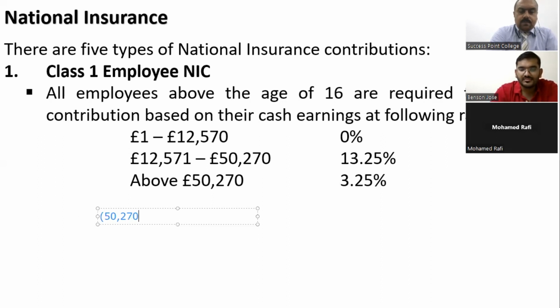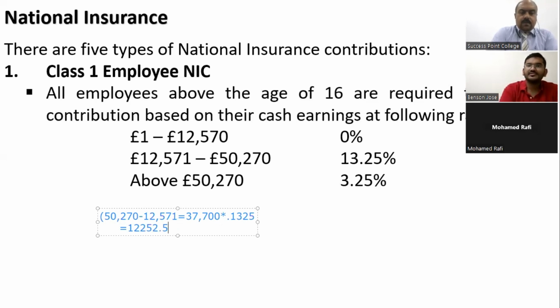We shall write 50,270 minus 12,571. This is 37,700. This 37,700 is charged at 0.1325, or 13.25%. So the total is 12,252.5.